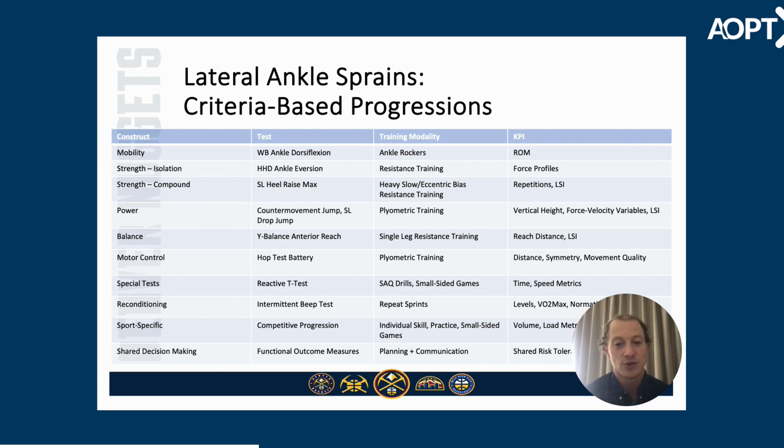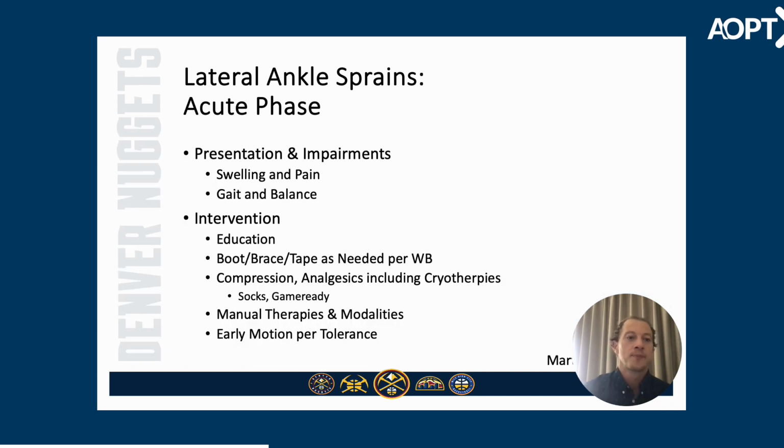Y balance, or star excursion within the same family, allows us to assess some strength and motor control within that, and gives us a nice objective measure to track along the way. And the list goes on. And we want to be checking these buckets as we progress through our rehab program. What does our rehab program look like? Well, if we zoom out, we're going to have 3 to 5 phases, depending on how you decide to design your program, with the expected timeline of anywhere from 0 to 6 weeks, depending on the degree of sprain.